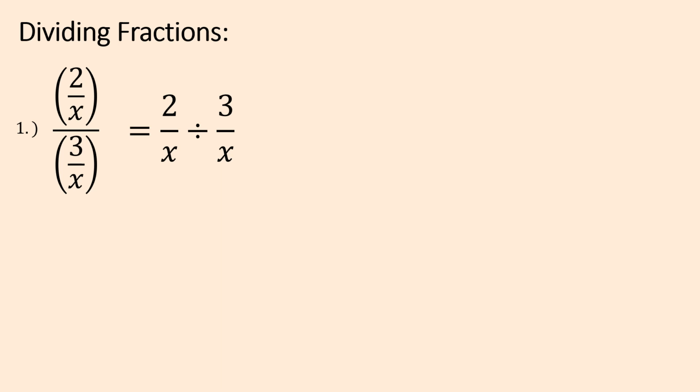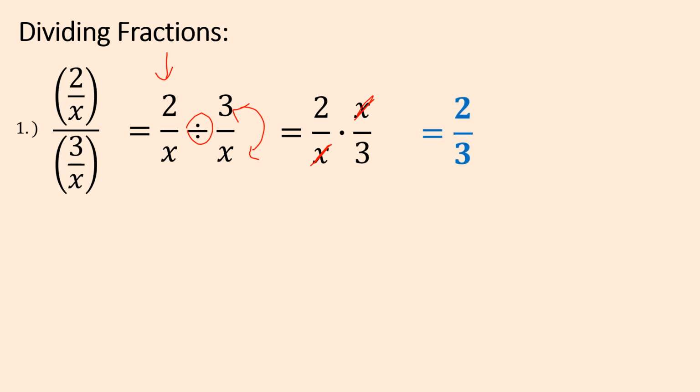Keep it, switch it, flip it. We're going to keep this first fraction, switch this to multiplication, and flip this fraction upside down. It becomes a multiplication problem at this point. We have x's on the top and the bottom. Those will cancel and we're left with 2/3.